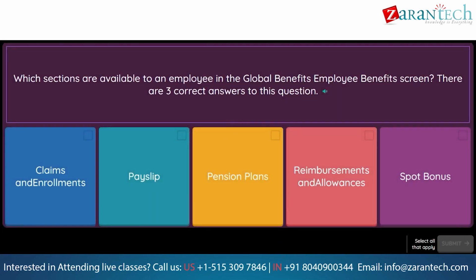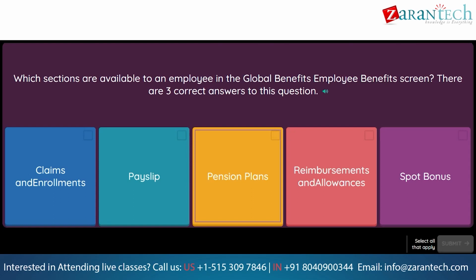Question: which sections are available to an employee in the Global Benefits Employee Benefits screen? There are 3 correct answers to this question. Option 1, claims and enrollments. Option 2, payslip. Option 3, pension plans. Option 4, reimbursements and allowances. Option 5, spot bonus.